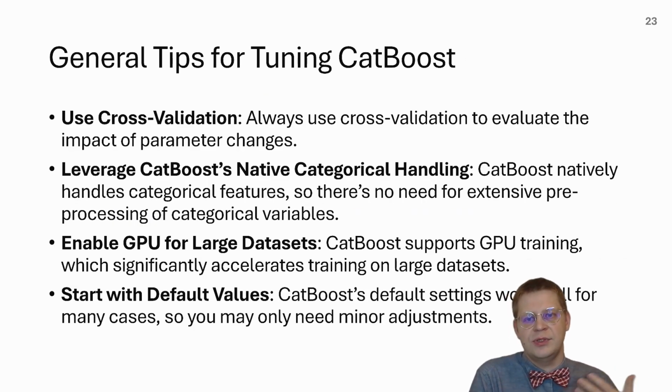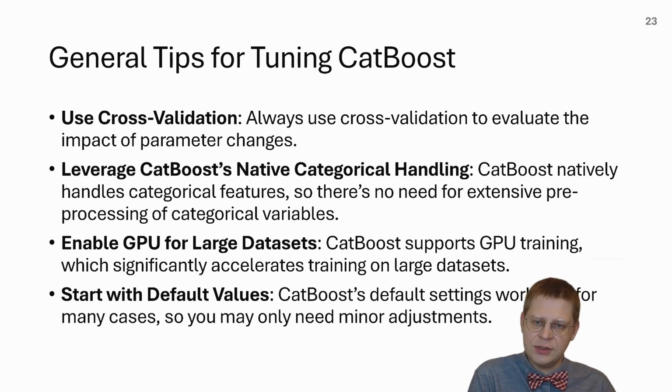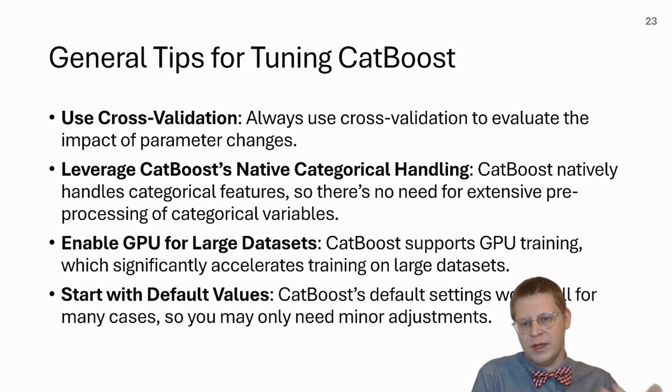As for the tips for tuning CatBoost, use cross-validation and always use it to evaluate the impact of parameter changes. Keep in mind that CatBoost has native support for categorical values, and there is no need for extensive pre-processing, and enable GPU for large datasets if you have this possibility. And you can even start with CatBoost default parameters, because in most cases they work and they need just minor adjustments. So that's a nice thing to have for CatBoost, obviously.